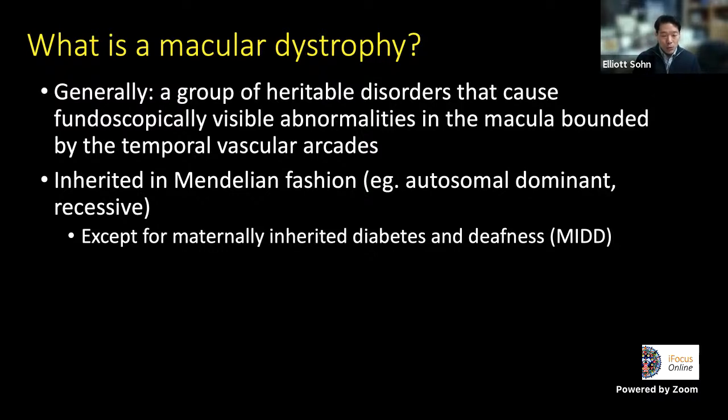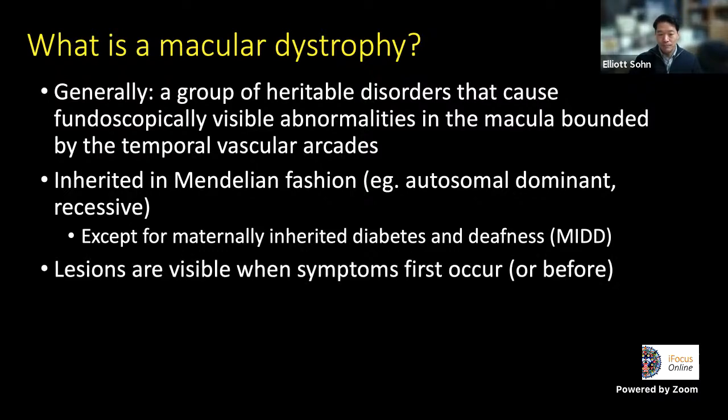Now, there's a couple of disorders that you could throw into the category of macular dystrophy. So maternally inherited diabetes and deafness would be one, but it's not inherited in a Mendelian fashion. It's inherited with mitochondrial DNA. But it certainly looks like a macular dystrophy. So we're going to talk about that a little bit because you may not see that covered in any other lectures.